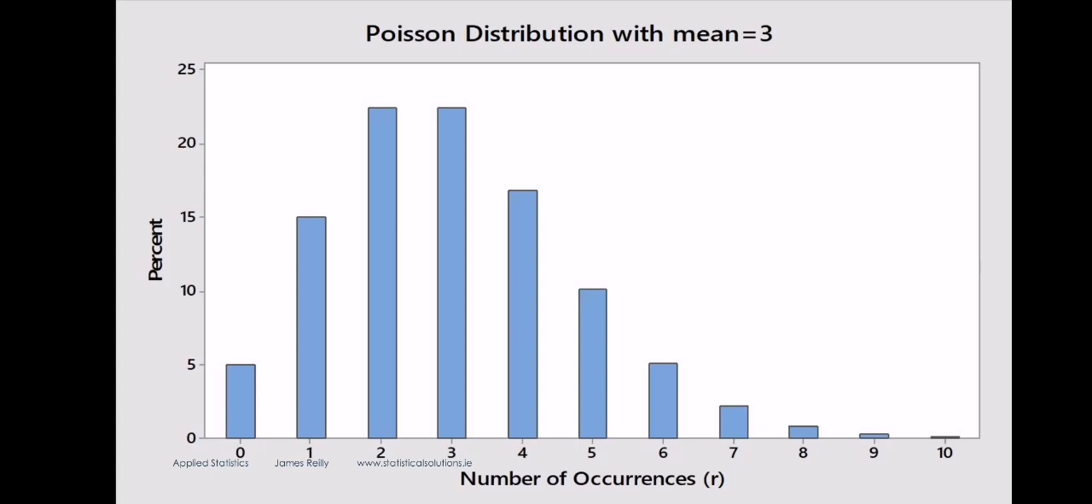So this is how we calculate the probabilities for a binomial or a Poisson distribution, and you can read more about this in section 3D of the textbook.